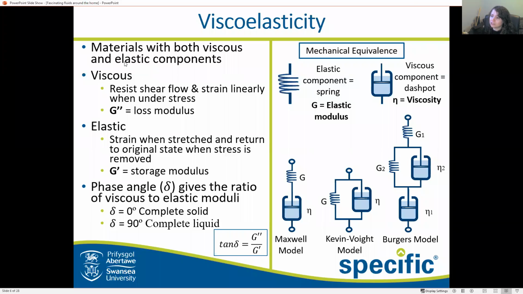So the viscous element is the fluid's ability to resist shear flow and strain linearly when under stress. And we will refer to this as gamma double prime, which is our loss modulus. Whereas the elastic part is when the fluid will strain when stretched, like taking a spring and stretching it out, but then return to its original state when the stress is removed. This is known as gamma prime.